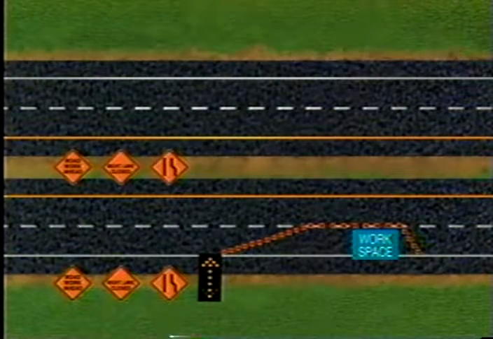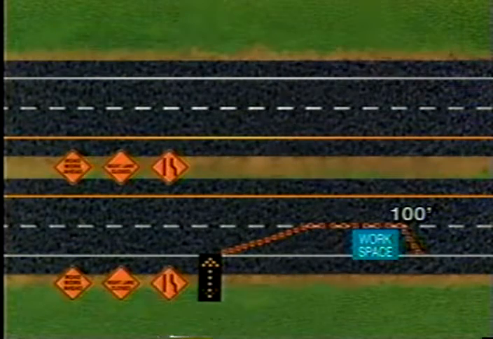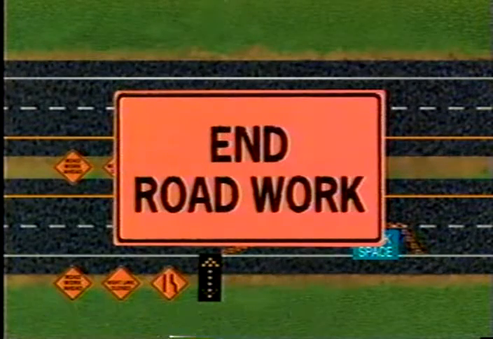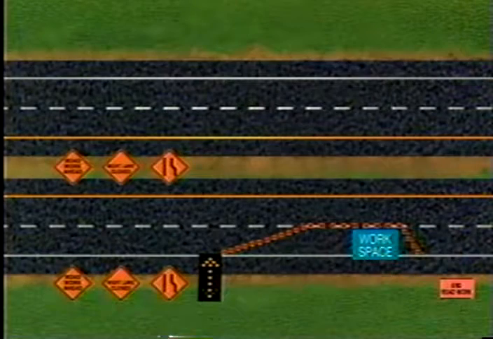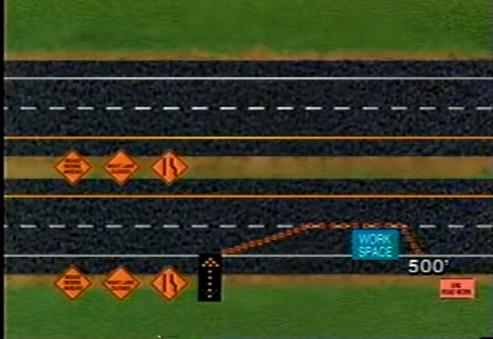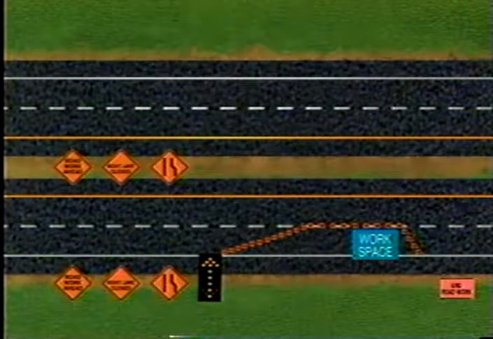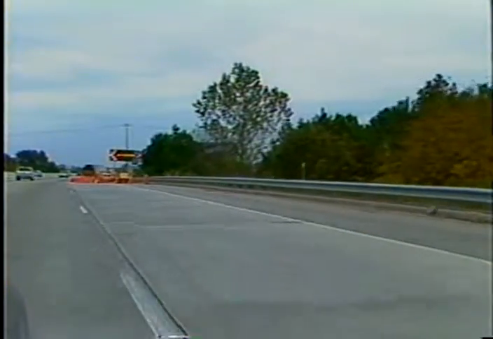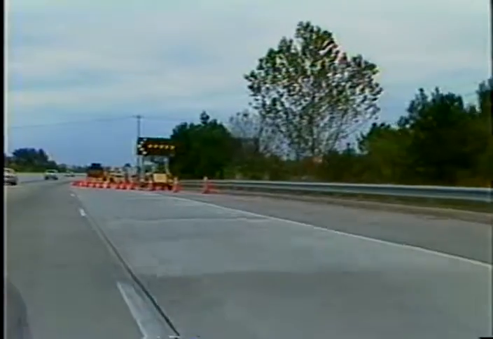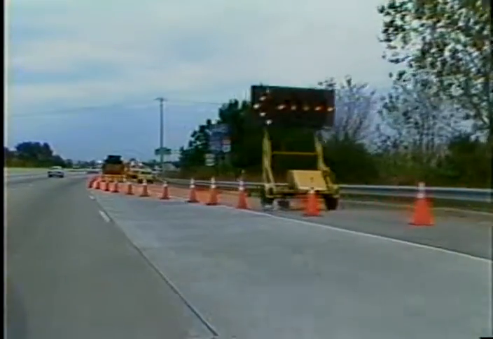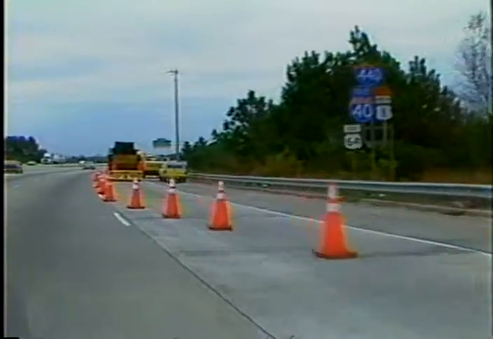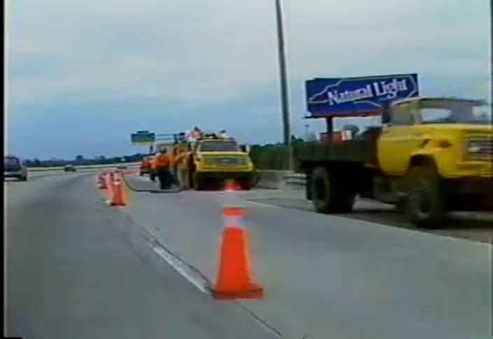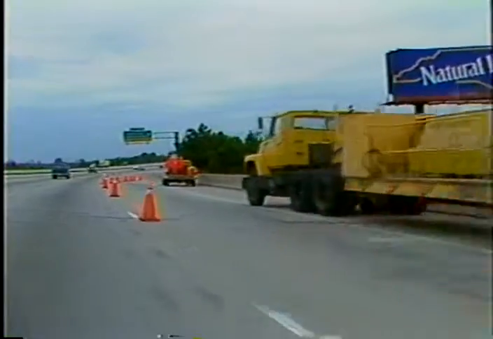The next element installed is a downstream taper, 100 feet minimum. The last element, the end roadwork sign, is then installed 500 feet from the workspace. Finally, the work vehicle can be moved into the workspace. Again, evaluate traffic controls by driving through the work zone after all the devices are in place. Remember to put yourself in the place of the unfamiliar driver, the one who is not anticipating your presence on the roadway.